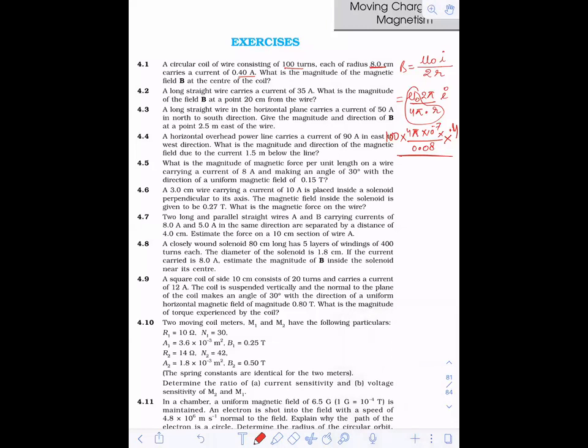Why are we multiplying by 2 pi? We are multiplying by 2 pi because we don't know individually the value of mu naught. The value of mu naught alone I don't know. So that's why I'm trying to convert that into mu naught upon 4 pi.